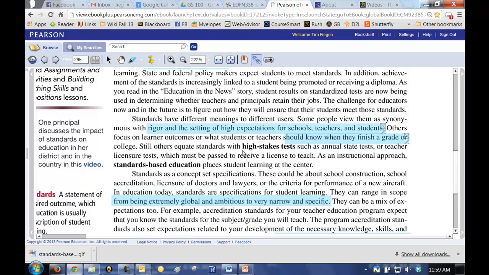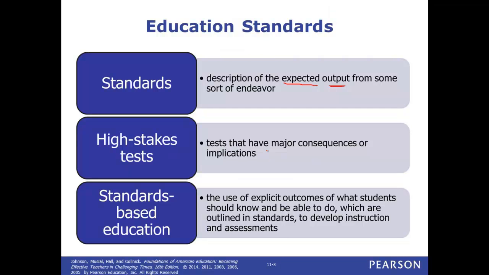Others equate standards with high-stakes tests, such as annual state tests or teacher licensure tests, which must be passed to receive a license to teach. These have a major consequence. Hence the term high stakes, because of the consequences of the outcome of them.